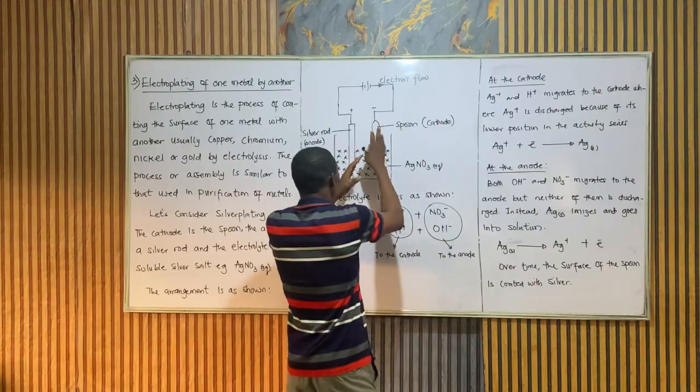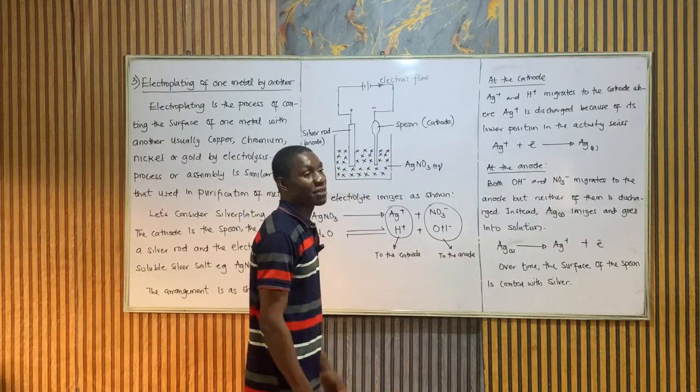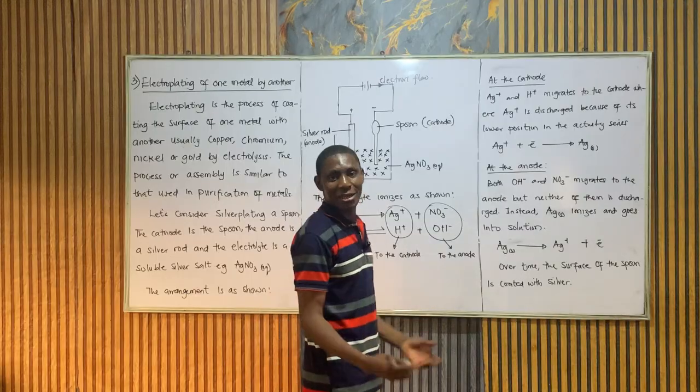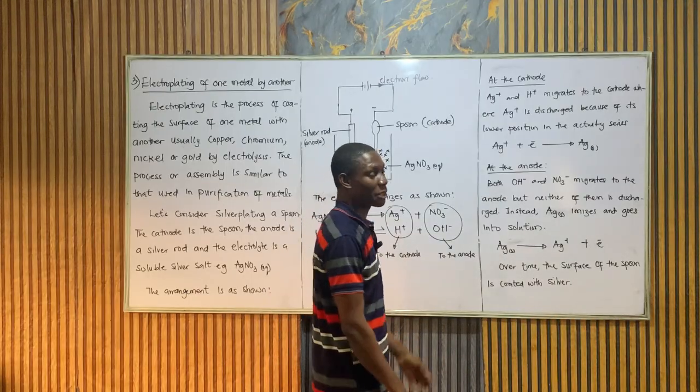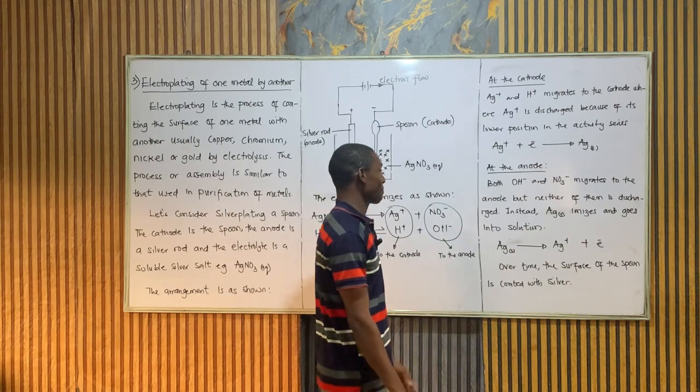So the body of this spoon over time is just covered with silver. Now you have a silver spoon. Well, for a joke though, if you're not born with a silver spoon, you can electroplate yours at home.